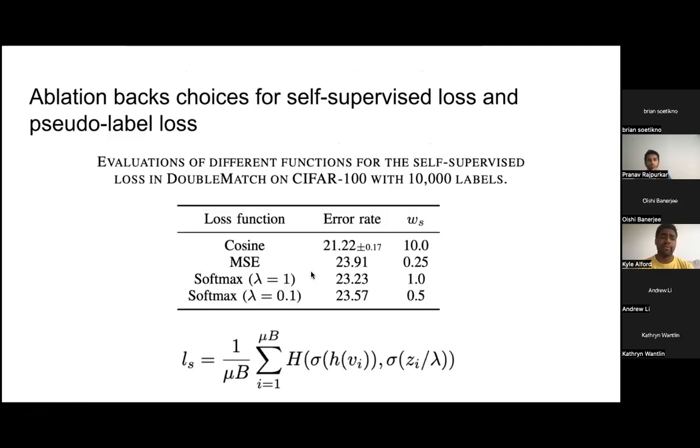And then lastly, they performed a few ablation studies, just to justify the choices they used for the self-supervised loss and the function they used for the pseudo label loss. So here for the self-supervised loss, they landed on a negative cosine function, just because that ended up resulting in the lowest error rate, whereas they compared it with mean squared error loss, as well as a softmax loss here, which I put here, and also varying this lambda hyperparameter.